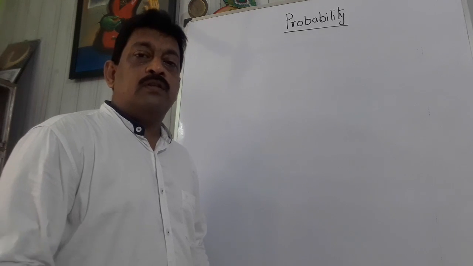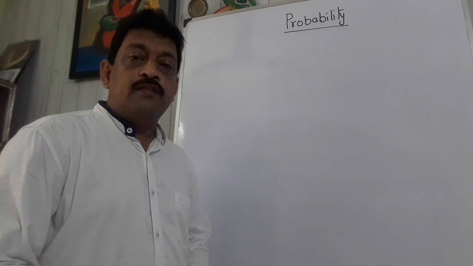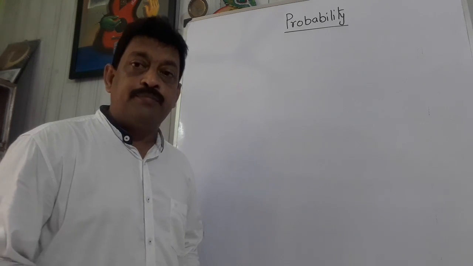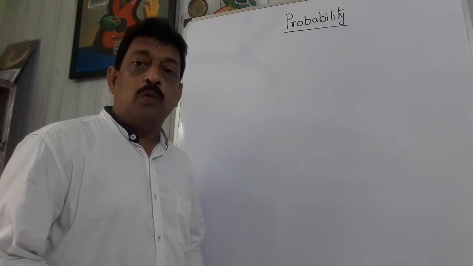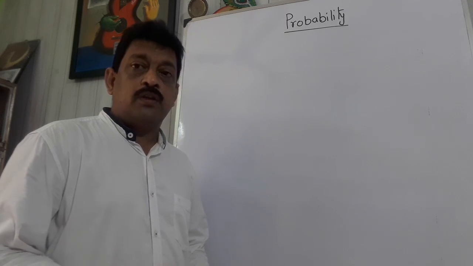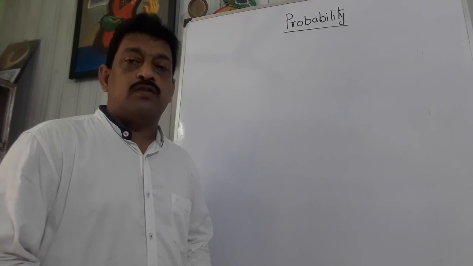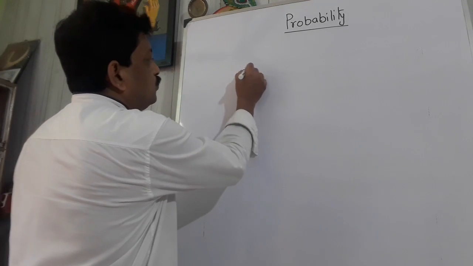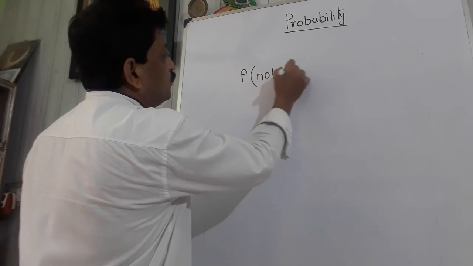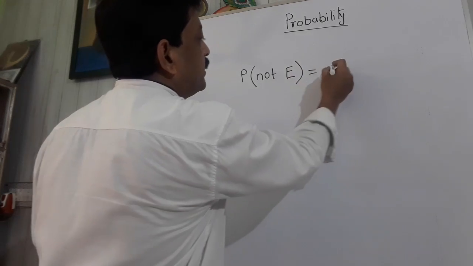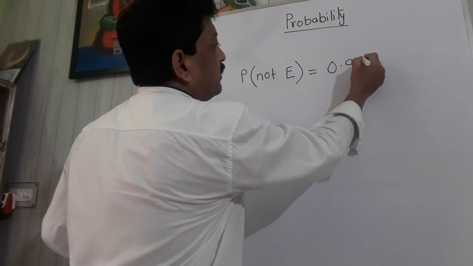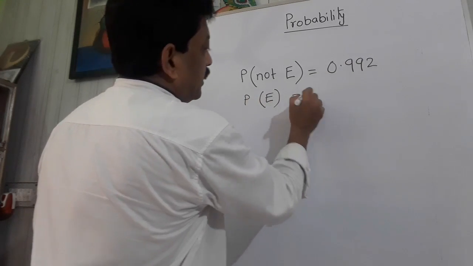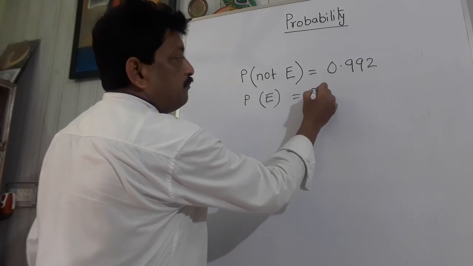One more example. In a group of 3 students, the probability of 2 students not having the same birthday is 0.992. What is the probability that the 2 students have the same birthday? The probability of two students not having the same birthday is given as 0.992, and we have to find the probability that the two students have the same birthday.